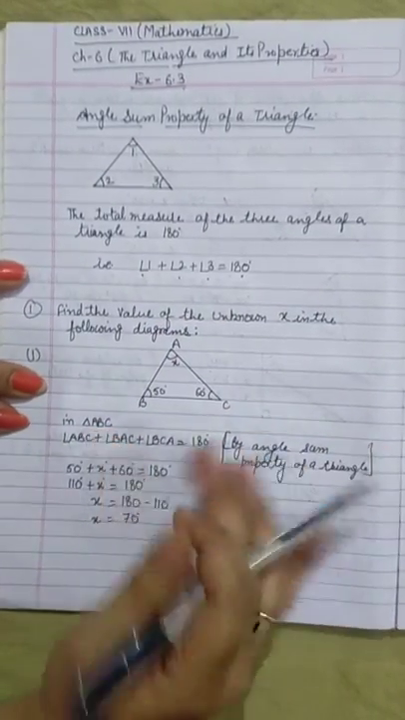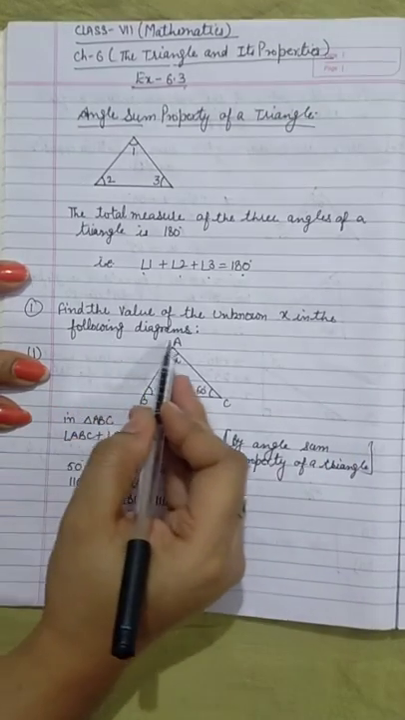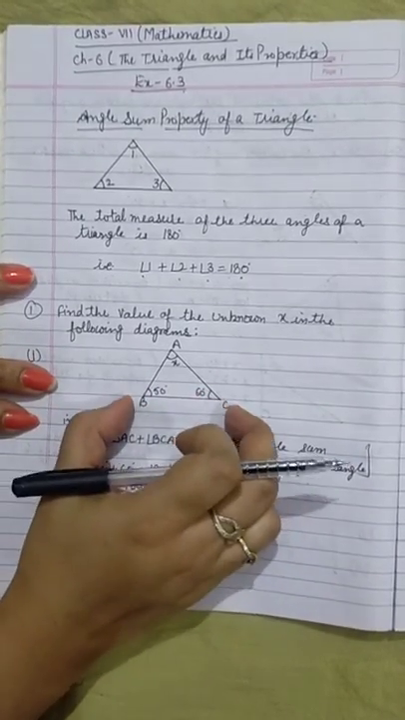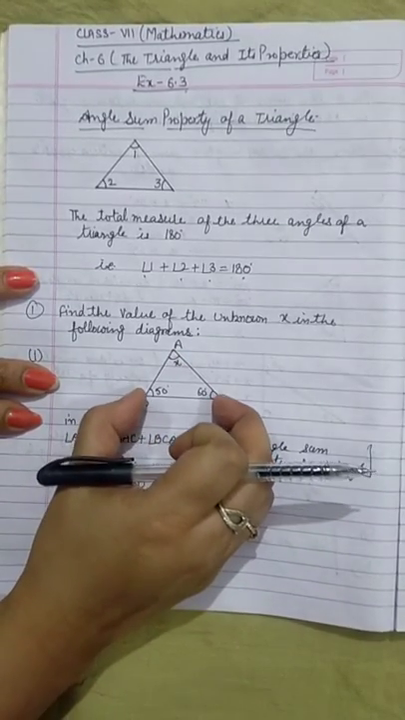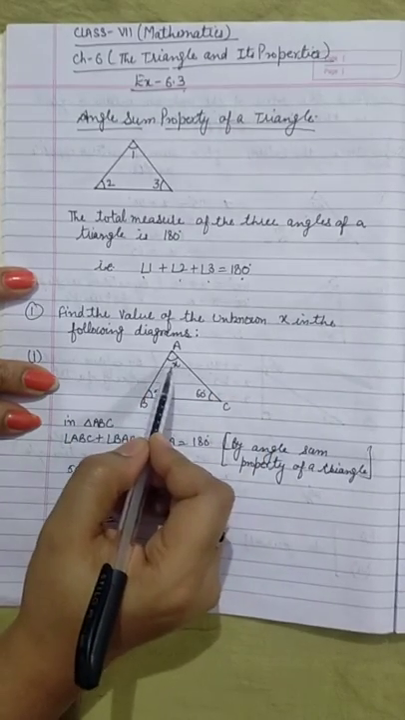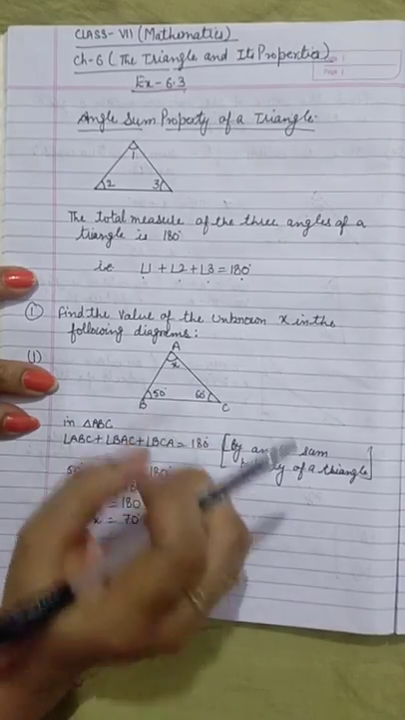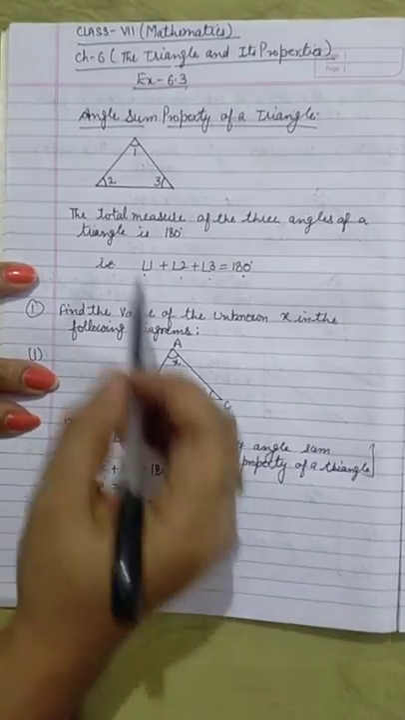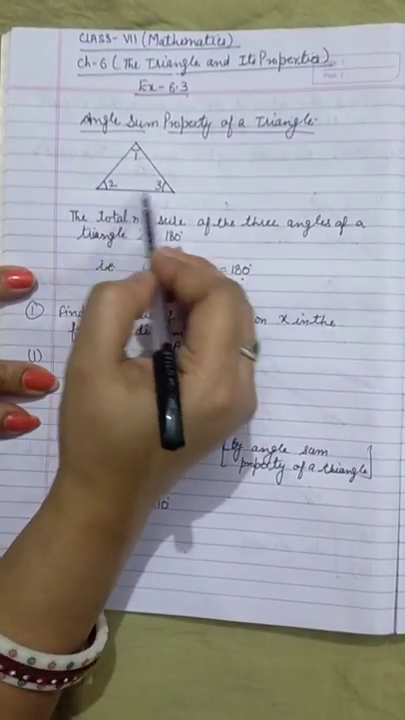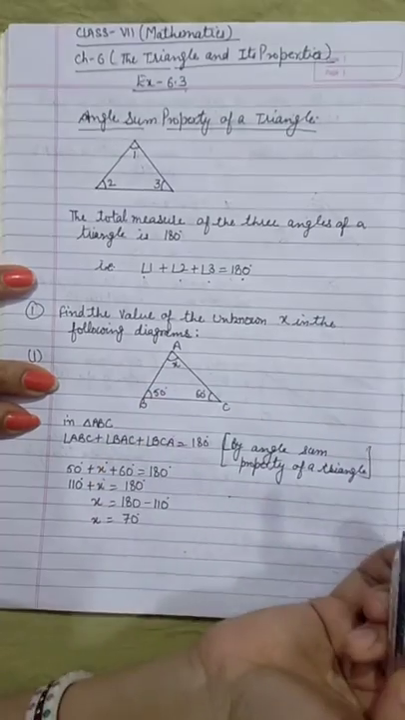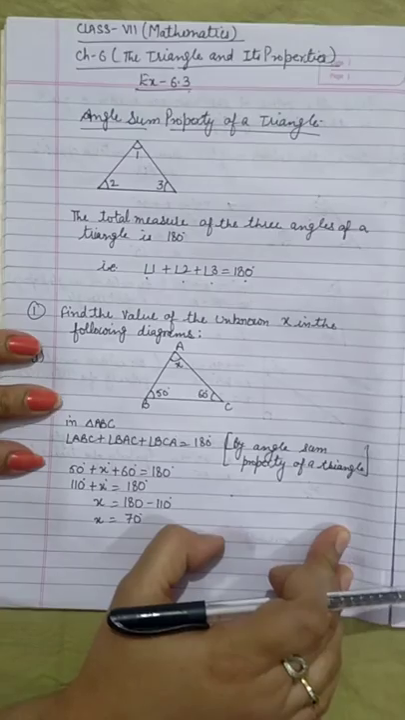So here the very first question is, find the value of the unknown x in the following diagram. Now you can see here in this triangle ABC, the values of two angles are already given to you, and this one angle x, which is inside the triangle, we have to find out its value. It means here which property will we use? The angle sum property of a triangle, because only in this property the sum of the interior angles of a triangle always equals 180. So we'll use this one property in this sum. So let's start this sum.